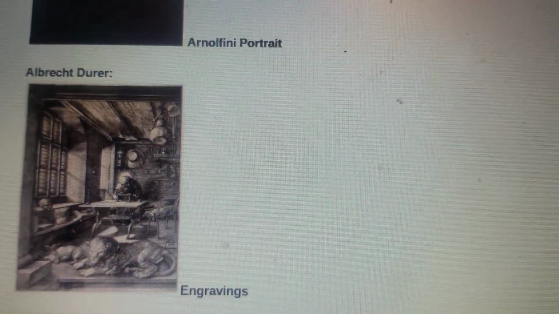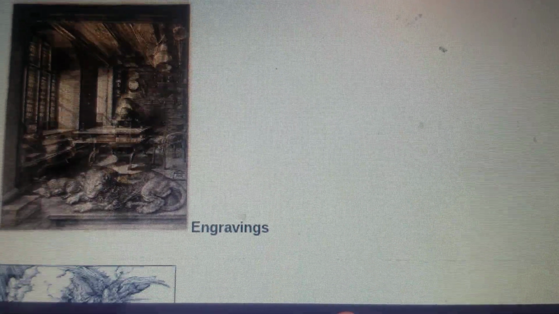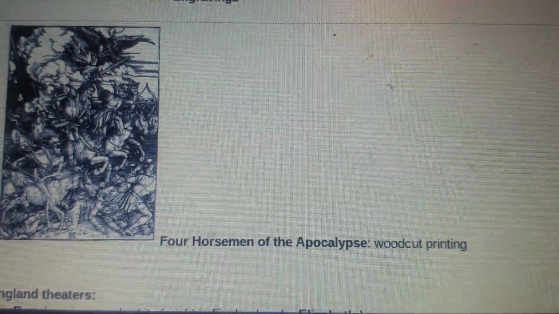Albrecht Dürer did engravings, wood engravings. Right here, the Four Horsemen of the Apocalypse.